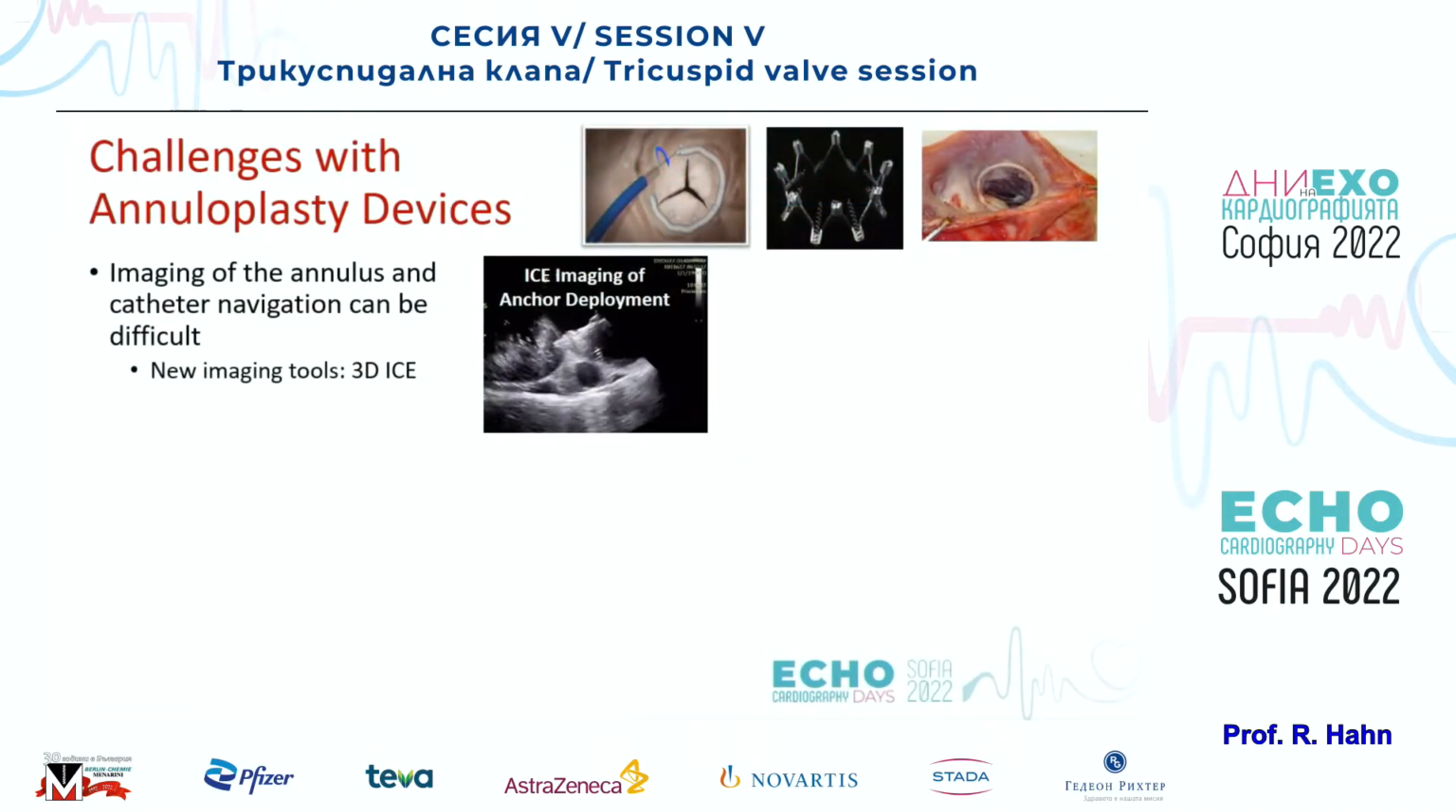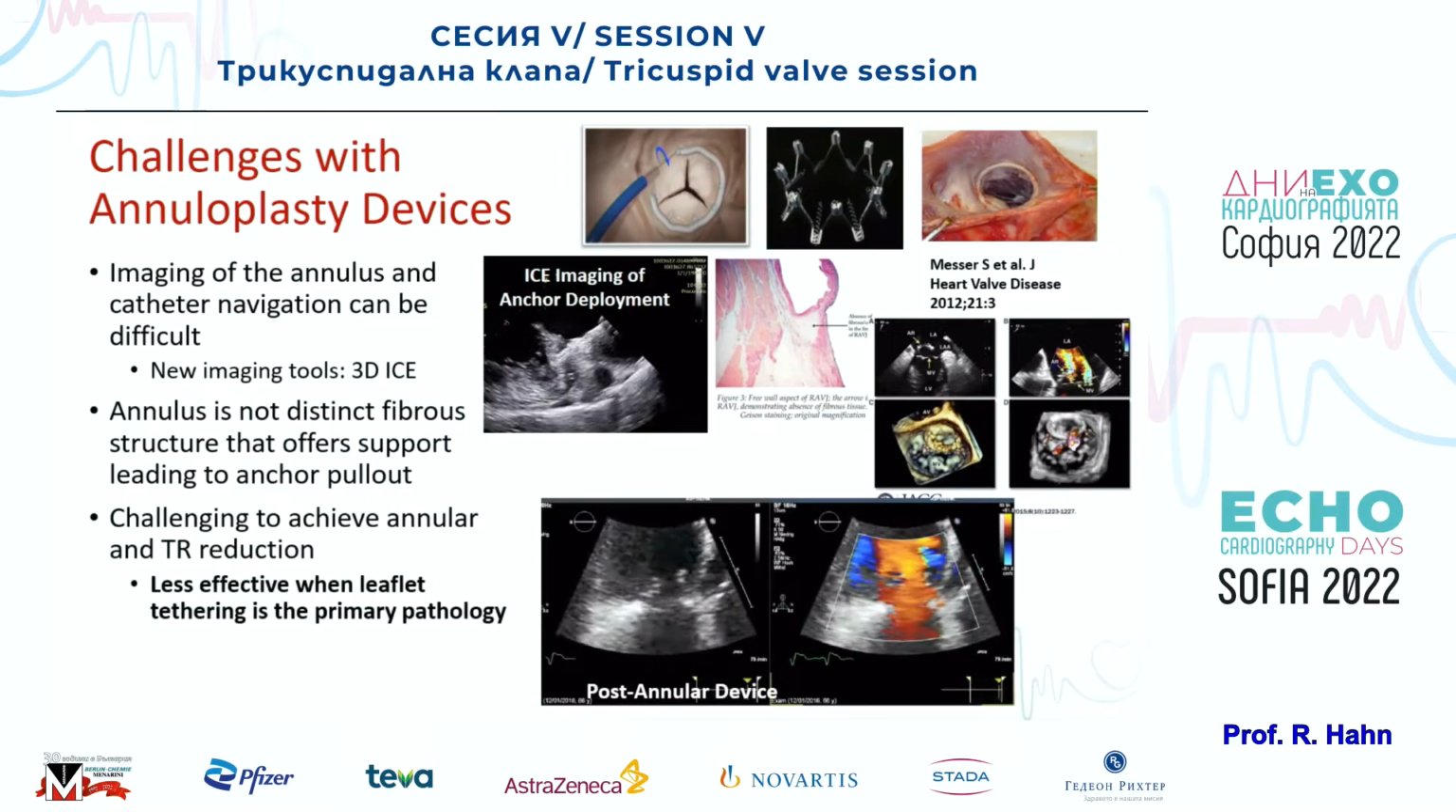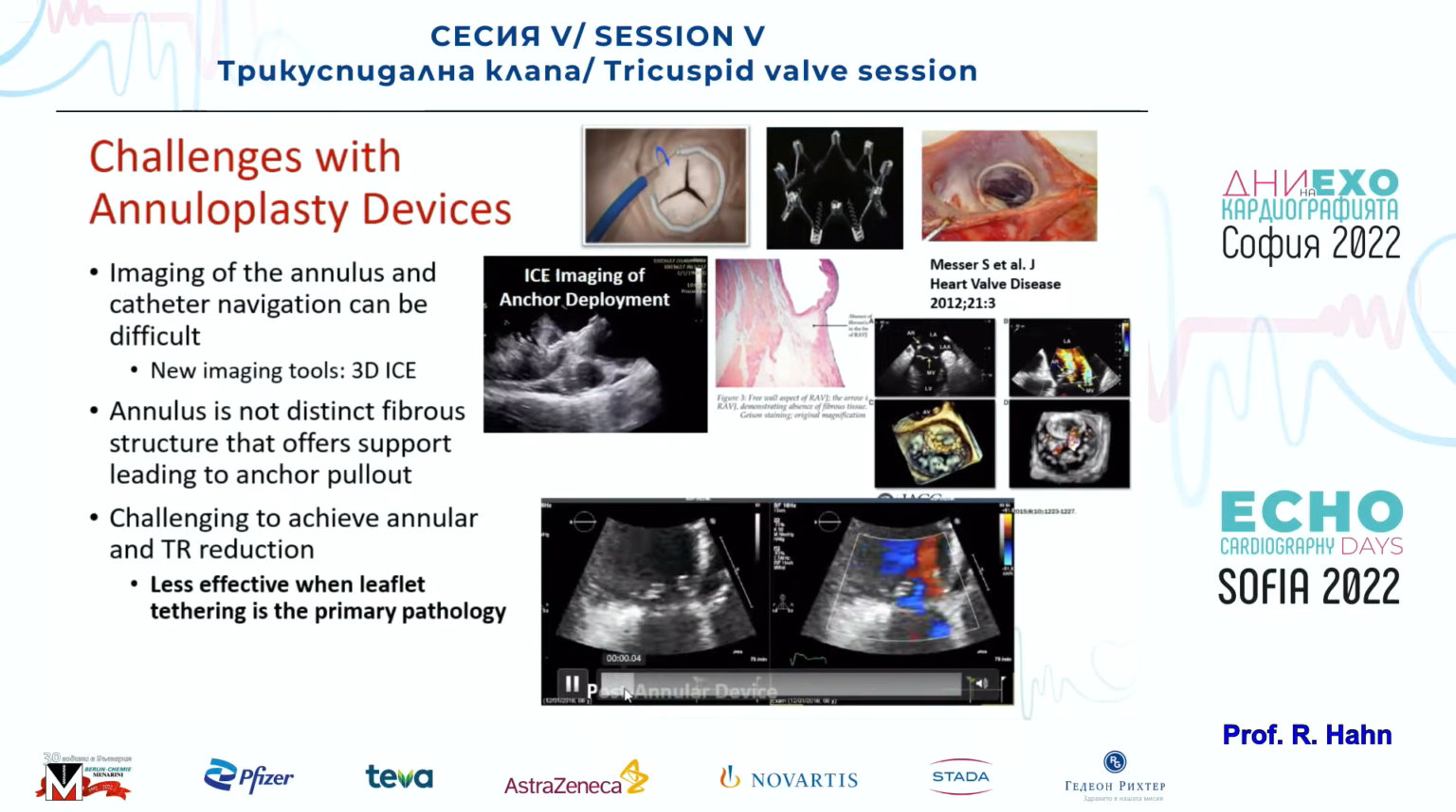So the challenges of annuloplasty devices remain imaging, and here's where 3-dimensional ICE imaging may play a huge role in implantation. But in addition, the annulus is not fibrous, and therefore we've had some difficulties with anchor pullouts and dehiscence. But one other thing we need to remember is that in ventricular functional disease, the RV is the problem, and the RV is pulling the tricuspid valve closure toward the apex, so these are patients that may not benefit from annular devices.